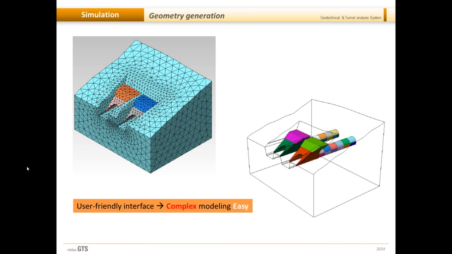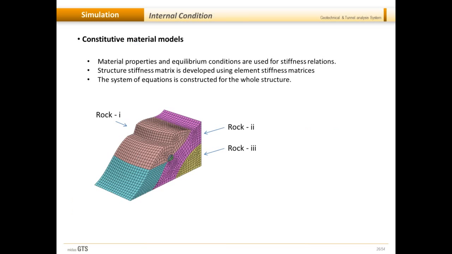So we just saw the demo on geometry generation. Now let's move on to the second step of simulation, that is defining the internal conditions. And the internal conditions are governed primarily by constitutive material models. So basically what happens is that material properties and equilibrium conditions are used for stiffness relations, and the structural stiffness matrix is developed using the element stiffness matrices. And the system of equations is then constructed for the whole structure.